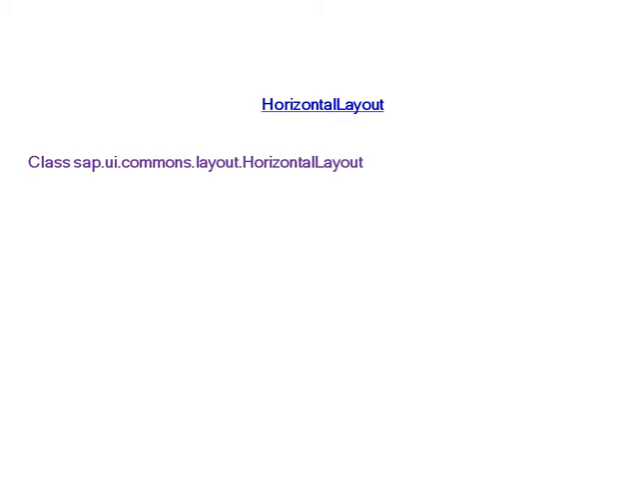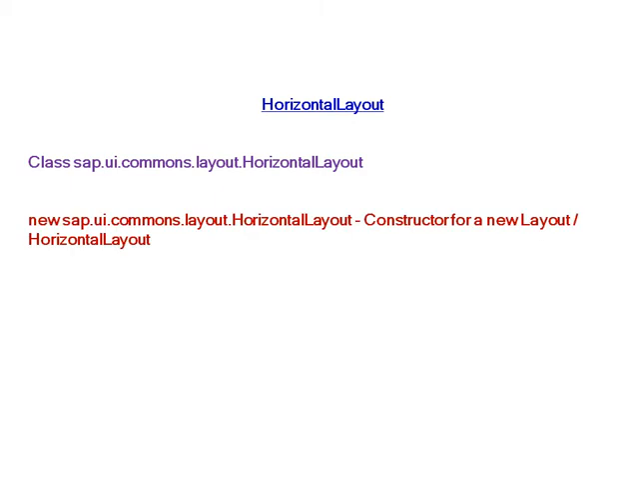Horizontal layout belongs to class sap.ui.commons.layout.HorizontalLayout, and for creating a new horizontal layout, the constructor is new sap.ui.commons.layout.HorizontalLayout. Important properties do not exist.